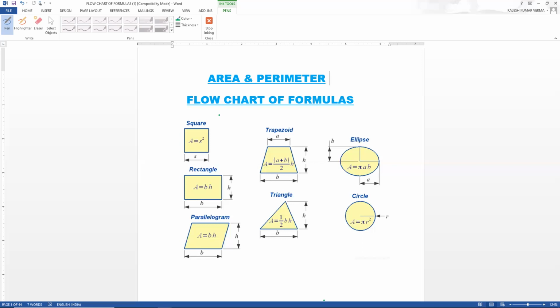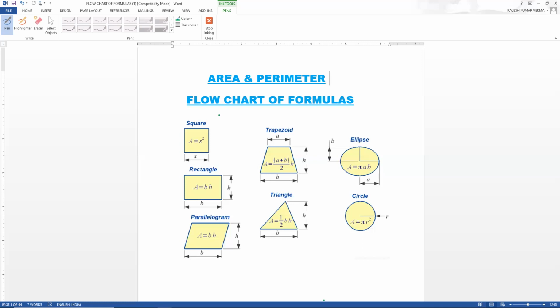Then comes the shape trapezium. In a trapezoid, we know the property is only one pair of parallel lines are there, right? So it is a kind of quadrilateral. So how to decide which side to be taken as base? What we do is we take the mean value. How do we take the mean value? We add the two quantities and divide by 2. That gives us the mean value.